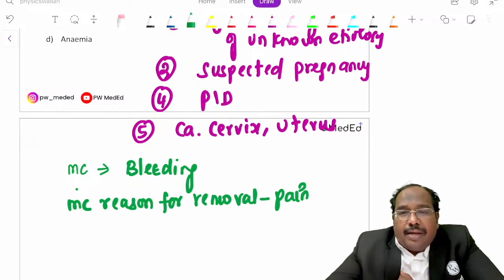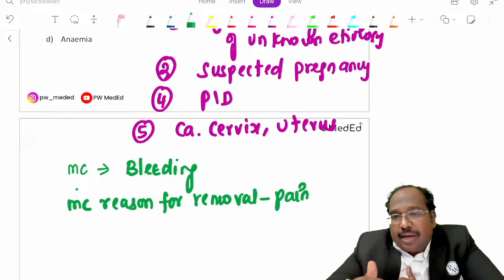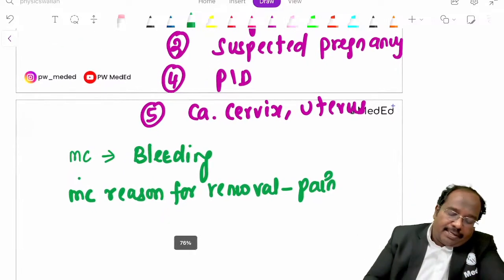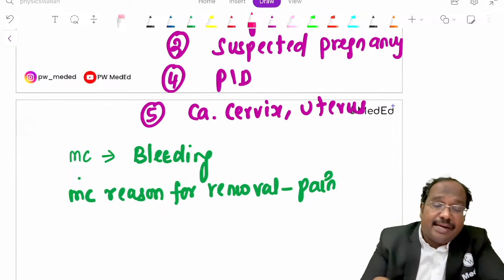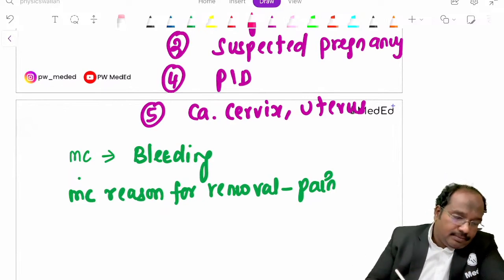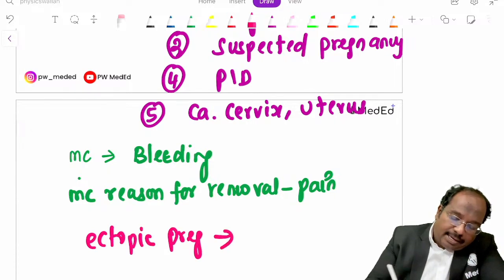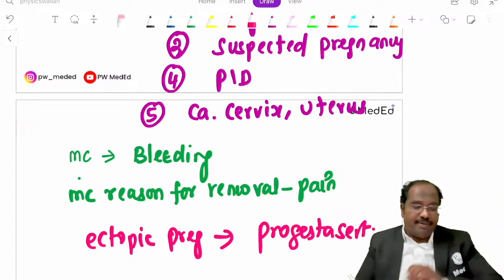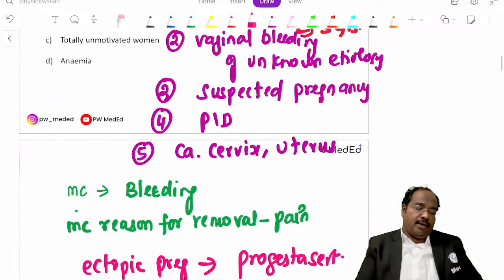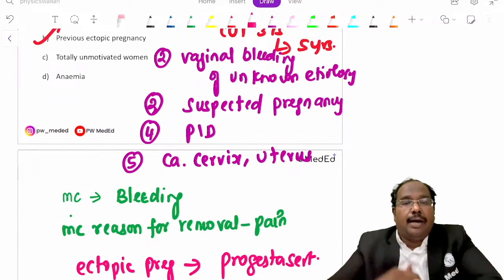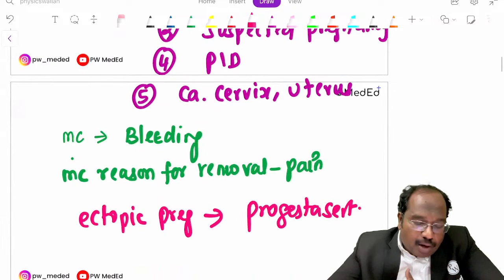Ectopic pregnancy can also happen. Ectopic pregnancy is associated with the medicated device, that is progesterone. Ectopic pregnancy can happen with progesterone. Okay, fine. These are some of the points we should know.